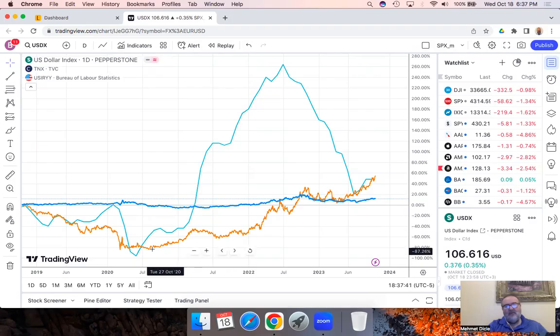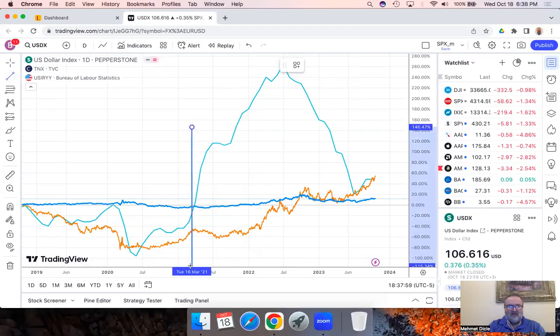So, although if you look at the orange and this light turquoise color, you will see that there is a relative correlation, except for this part. So I think that the correlation has been broken starting this up until recently.